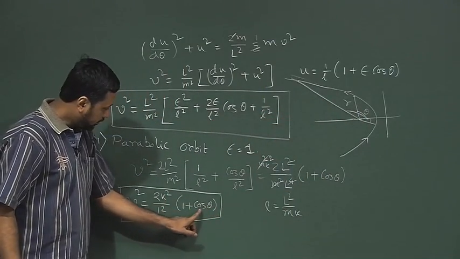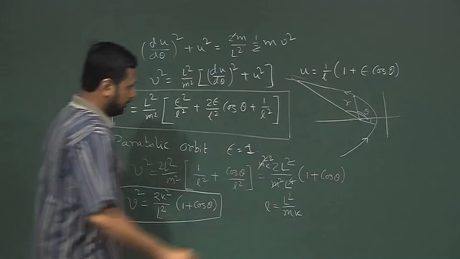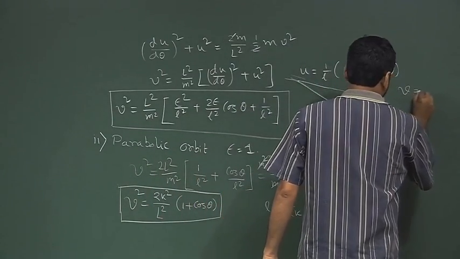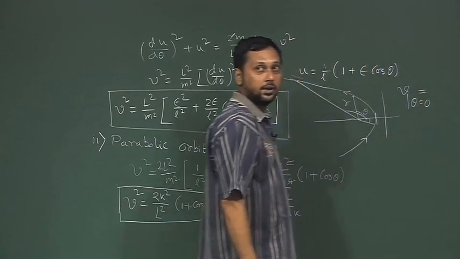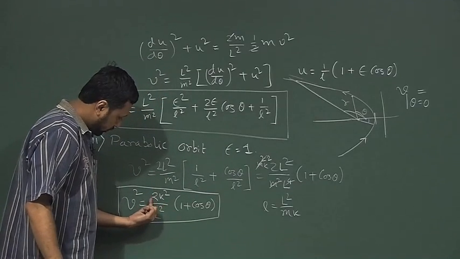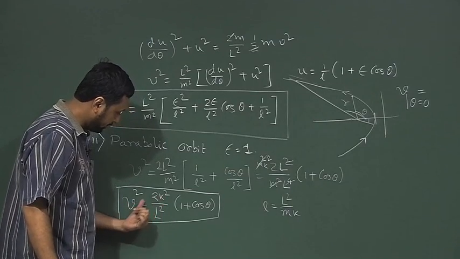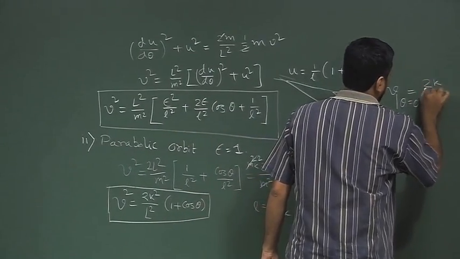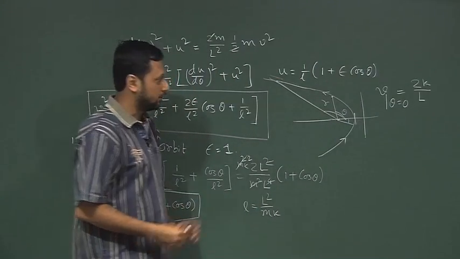Now, if you put theta equal to 180 degrees, you will get a velocity equal to 0. And if you put theta equal to 0, you get a velocity v, which is given by 2 into 2, 4 k square by L square, v square equal to 4 k square by L square. So, v will be equal to 2 k by L. Of course, I am omitting the negative sign because speed cannot be negative, velocity can be.